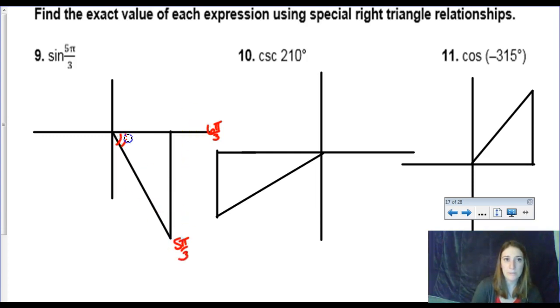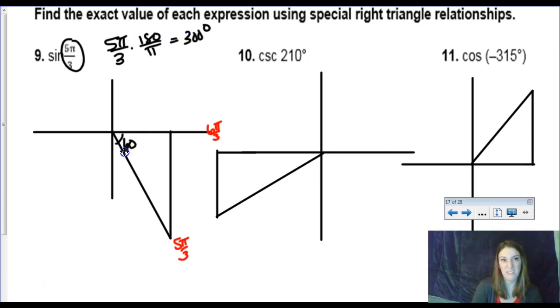So in between here must be pi over 3. And if I think about converting pi over 3 to a degree measure, that is 60 degrees. Now, in hindsight, it probably would have been faster if I just converted 5 pi over 3 to degrees right away. And I would have got 300 degrees.